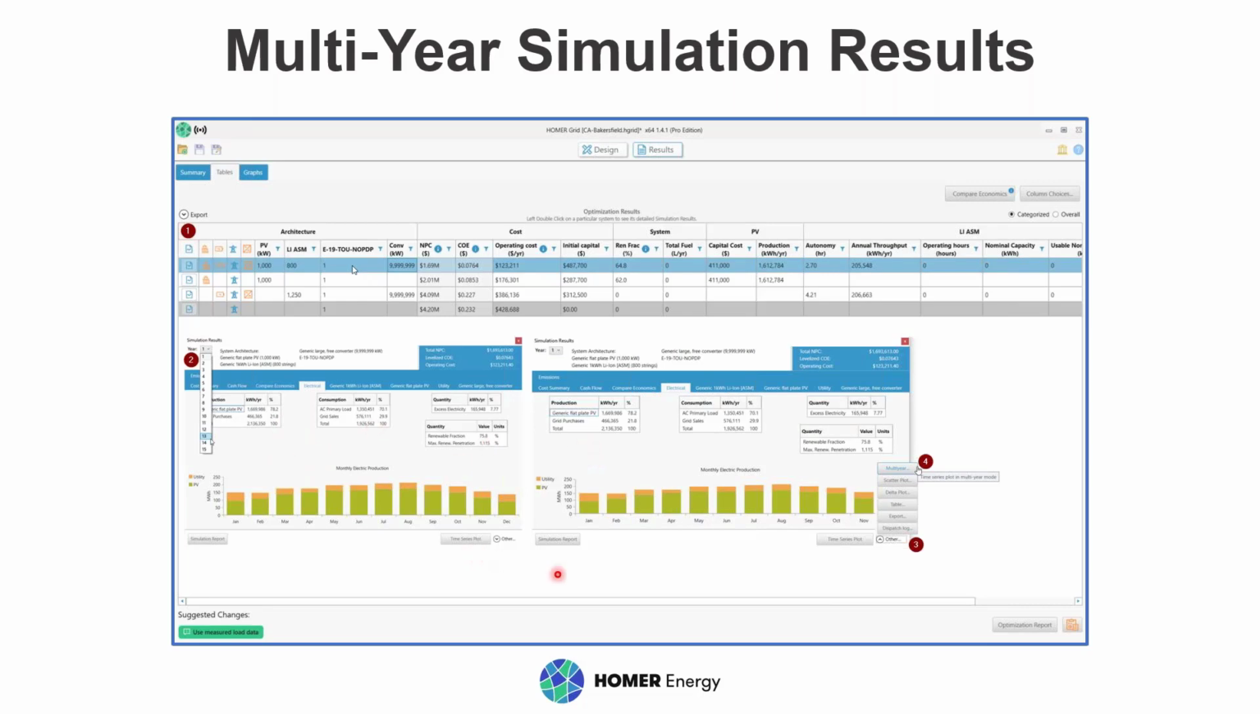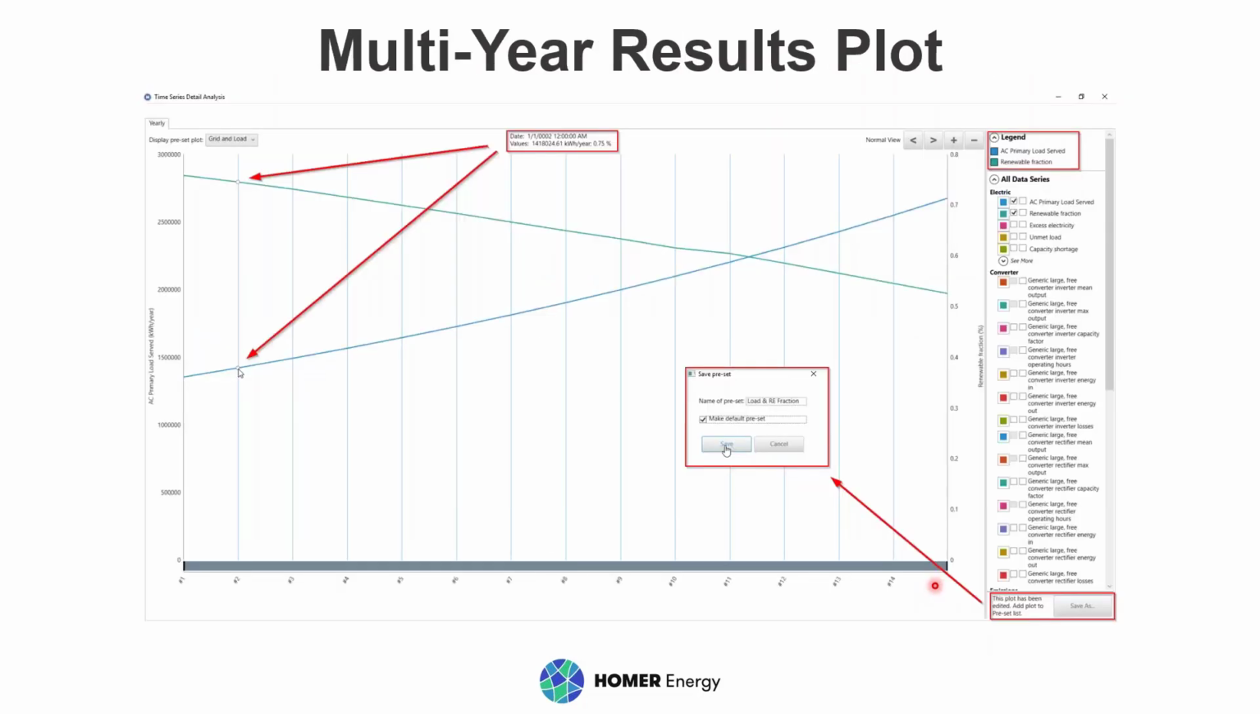The other thing I want to show is over here on the lower right. We've always had the time series plot and this other button, but now under other, we've added multi-year as a choice. If you click on multi-year, it pulls up this next slide, which looks a little bit like the time series plot, but it's different because the x-axis is your years. It's showing year 1, year 2, year 3. You hover over it, and you get the date and the value of the 2 variables we're plotting, which happen to be the AC primary load and the renewable fraction.